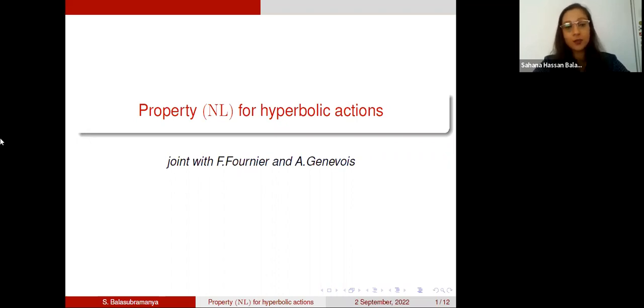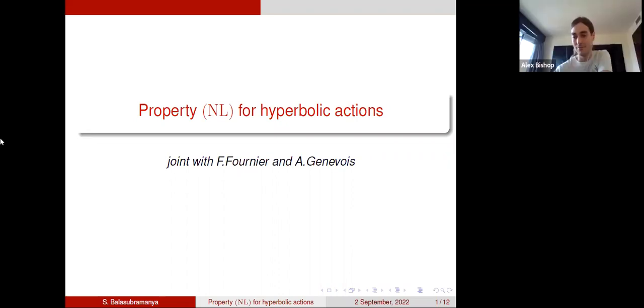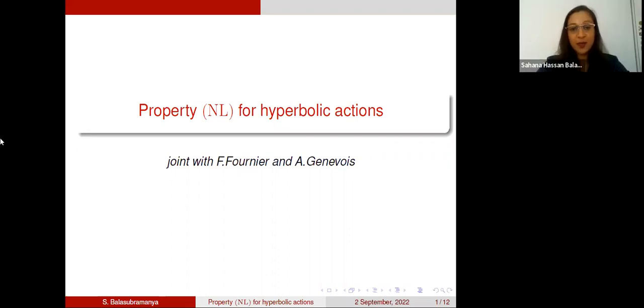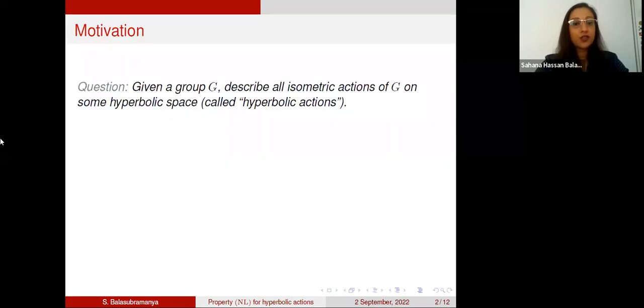So in the field of geometric group theory, it's a very common tool that people try to understand a group via its action on some metric space, rather than directly using the algebra of the group in order to understand it. So it's a very natural question to ask ourselves that if we're handed our favorite group G, can we describe all of its actions on some hyperbolic space?